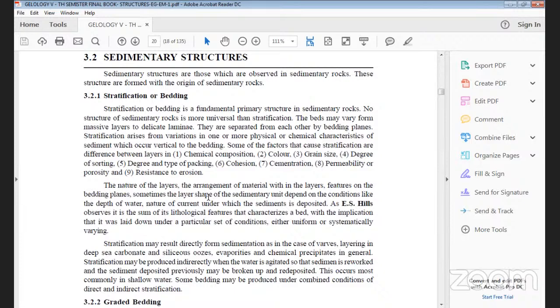One, chemical composition. Second is color. Third one is the grain size. Fourth one is the degree of sorting. Fifth one is the degree and type of packing. Sixth one is compaction. Seventh one is cementation. Eighth one is permeability and porosity. And it has a resistance to erosion.